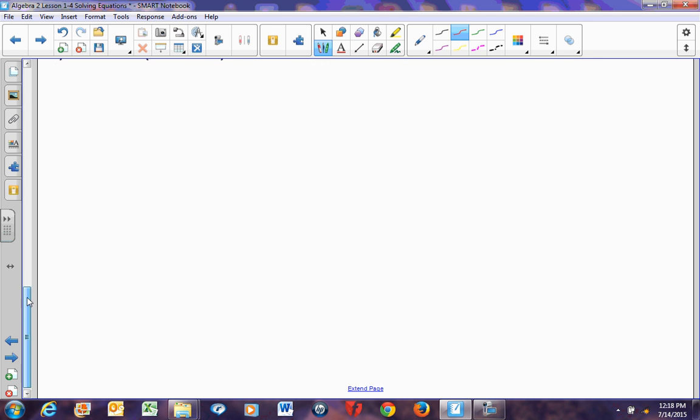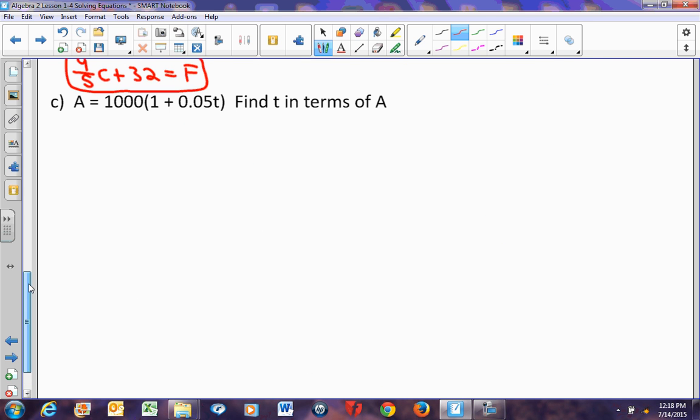Last question. K equals 1,000, parentheses 1 plus 0.05 T. Find T in terms of A. So in other words, we have to isolate T. And there's two ways I can do this. And I'm actually going to show both ways so that you can be familiar with this.